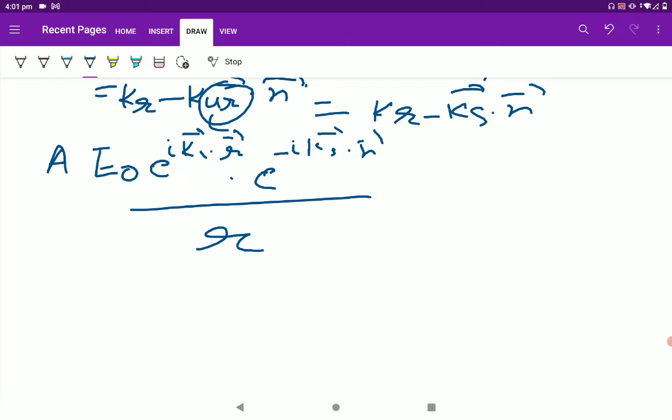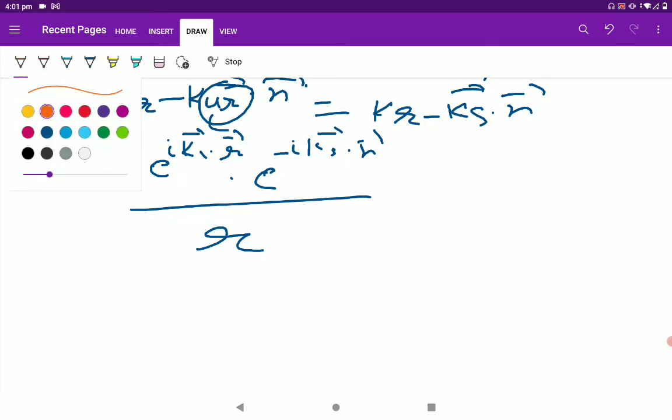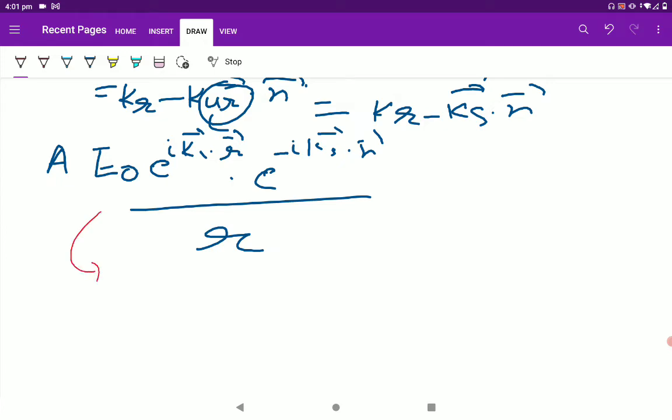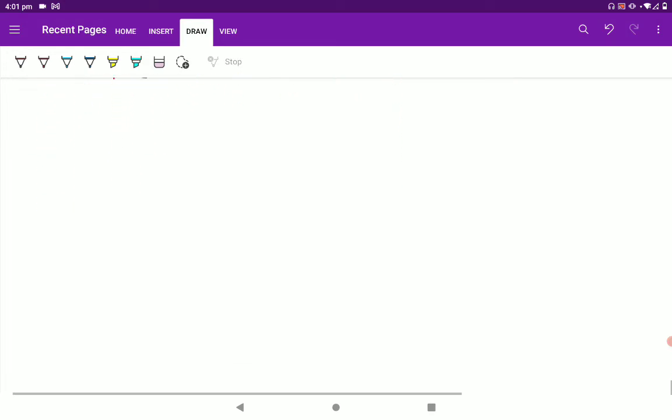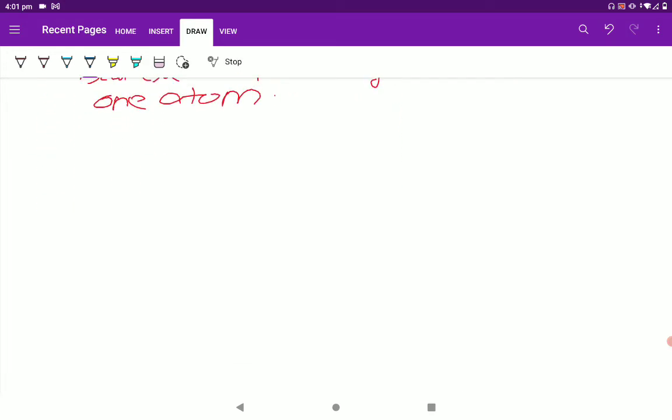So this is the scattered amplitude by one atom. This overall expression is for the scattered amplitude by one atom. Now let's write the total amplitude at the detector.